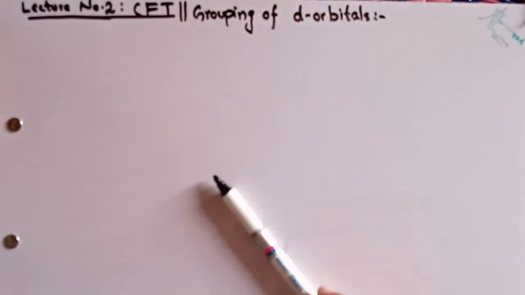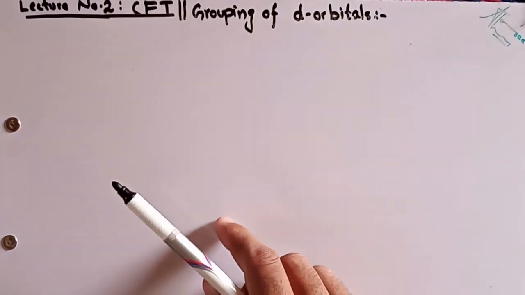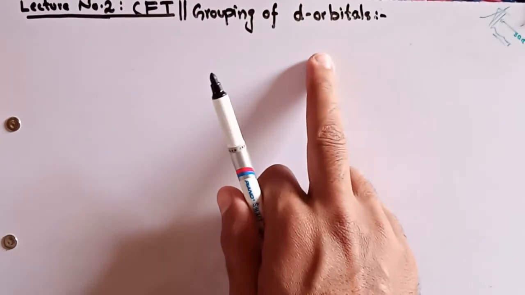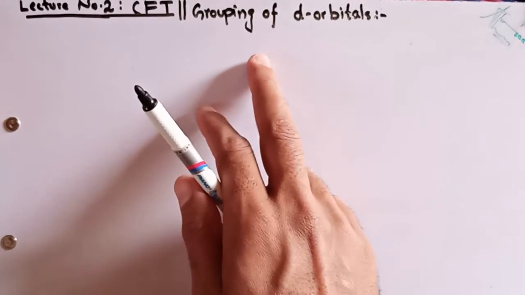So let's start lecture number 2 of crystal field theory, CFT. In today's topic we will be discussing grouping of d orbitals. I already explained d orbitals in previous videos.